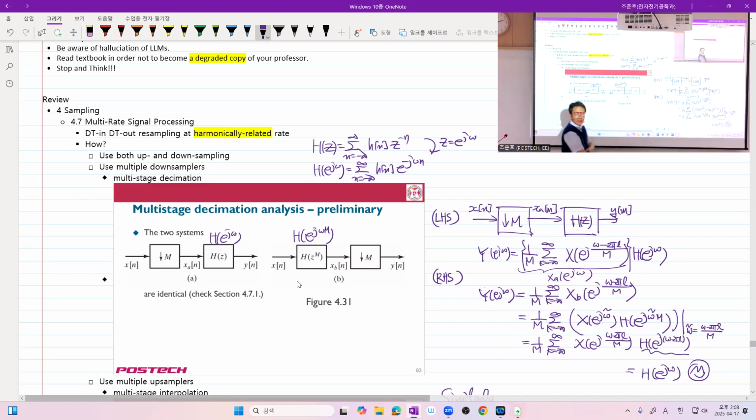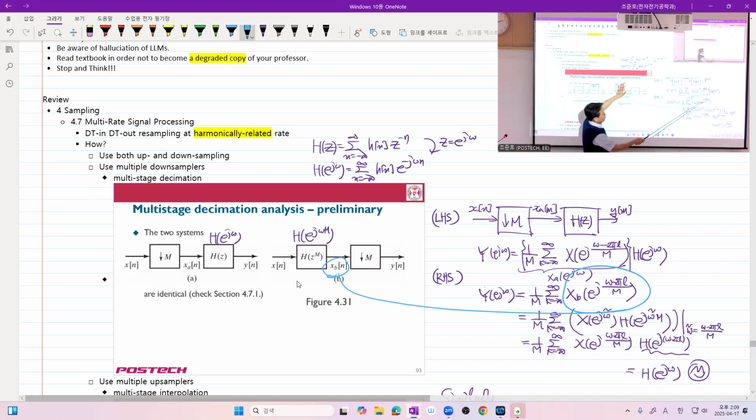Is it clear? It seems that it's not clear. I'm sorry, so let me see this one. Now let's see only this part, so let's ignore this one. You have x sub b that is downsampled. And as I told you, after downsampling, the DTFT becomes what? The sampling rate times the sum and folding, right?